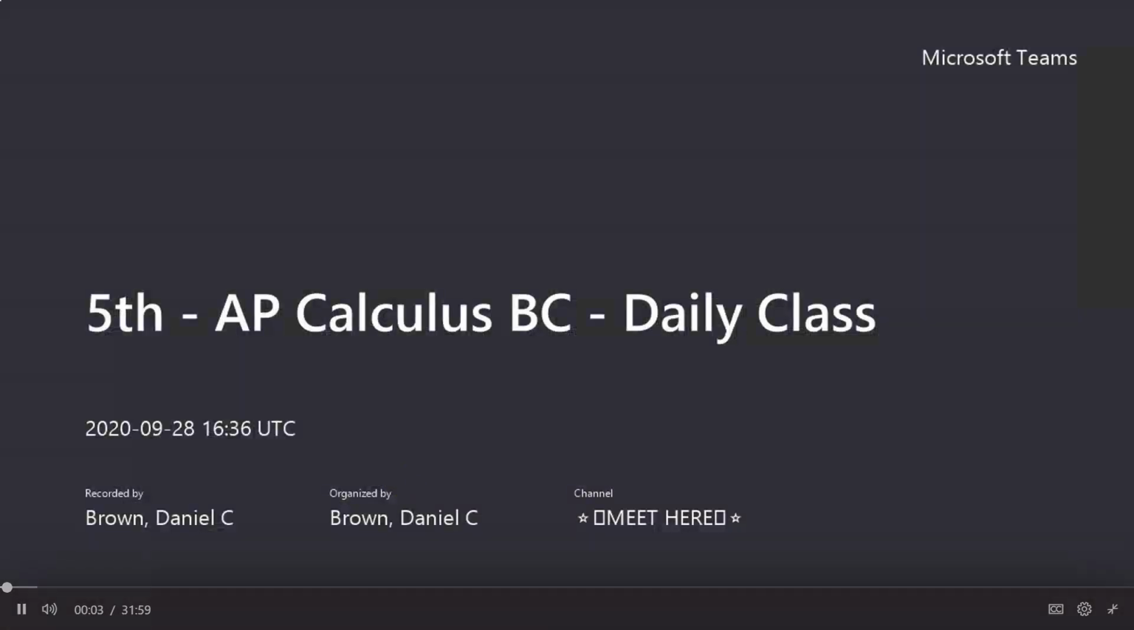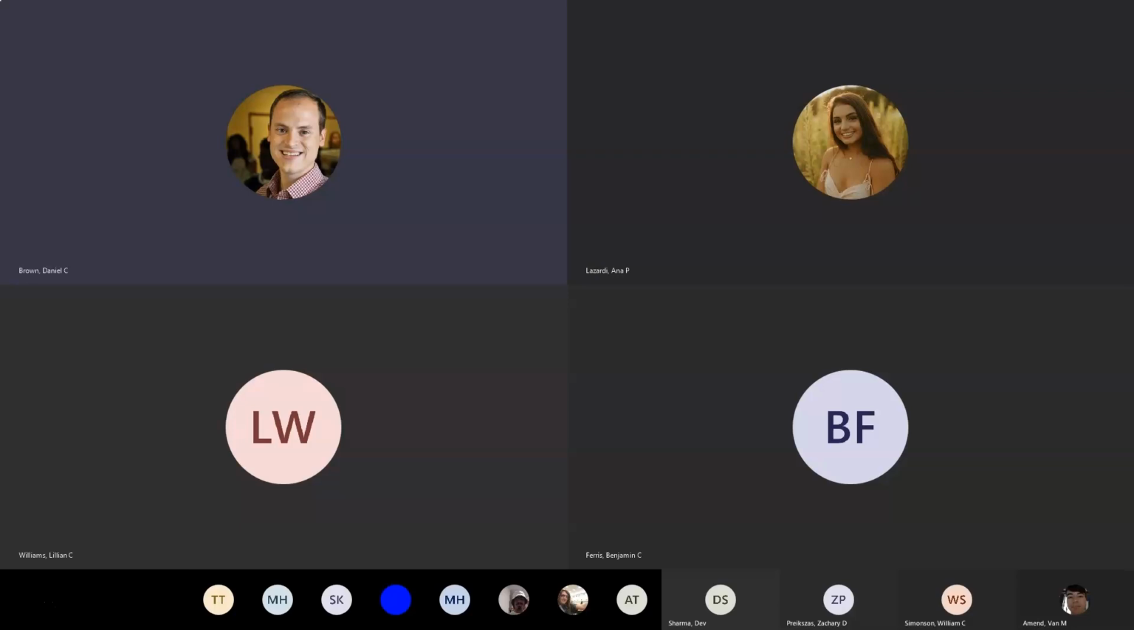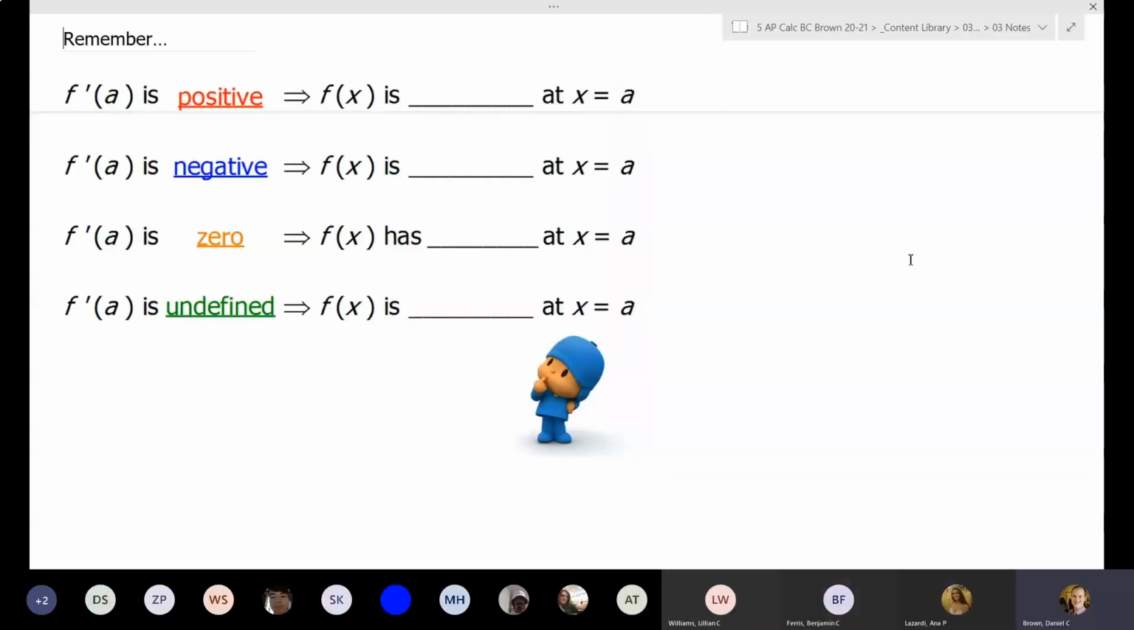Let's talk about the first derivative and what it means in regard to the graph. When we know that f prime of a is positive, that means the function is increasing at a. One thing I noticed on the test, some people were a little bit careless with the language. If I say the graph is increasing, the proper way to say that is f of x is increasing at x is equal to a.